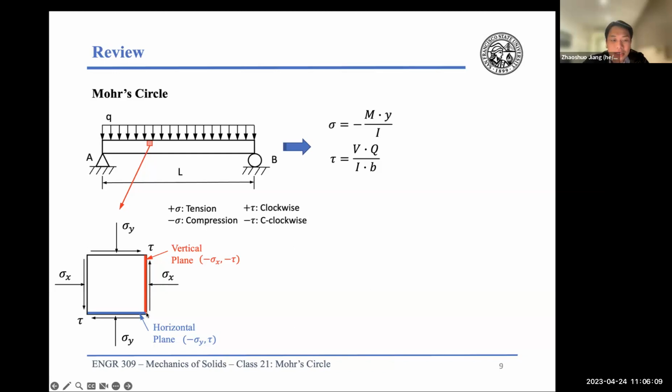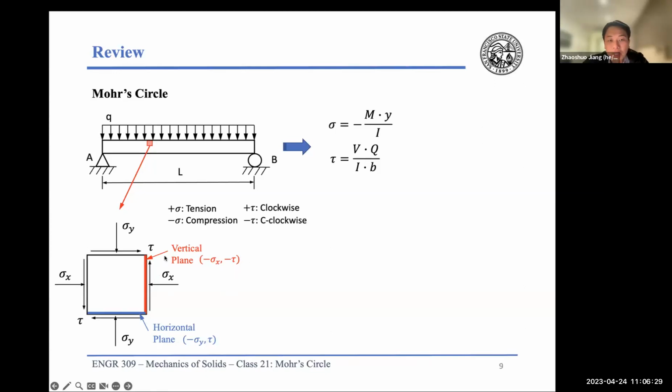For the shear stress, if the shear stress is in a direction that creates a clockwise moment, when taking the moment about the center of the cube, then the shear stress is positive. If the shear stress is counterclockwise, then the shear stress is negative.